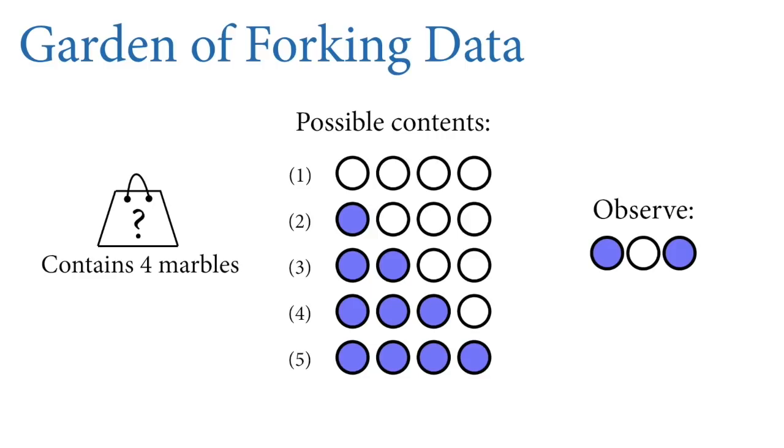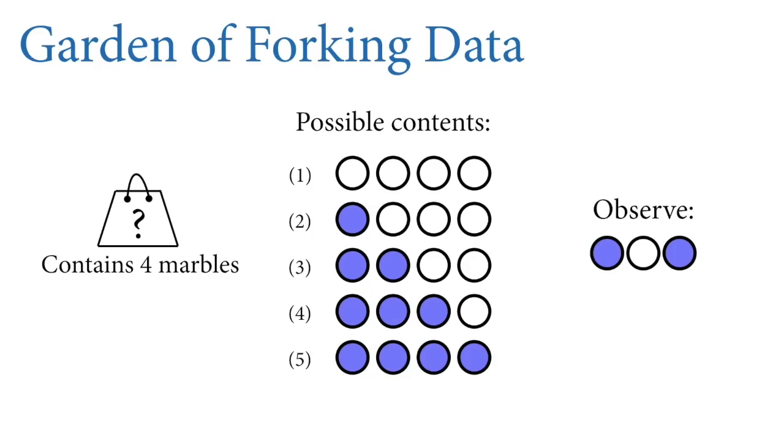But with this information, we can enumerate all the possible explanations of any sample we get, and those explanations are just the contents of the bag. And there are 5 different possibilities shown here in the middle column. First, all of the marbles could be white. Second, 1 could be blue and 3 could be white. 2 could be blue and 2 could be white. 3 could be blue and 1 could be white. Or finally, all 4 of them can be blue.